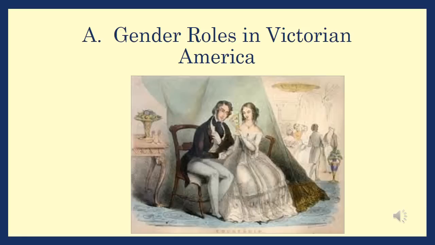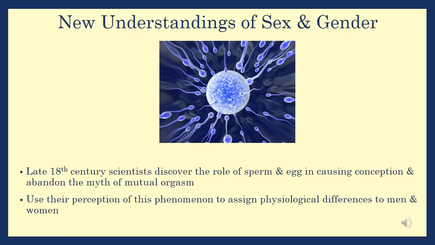Let's start with a quick look at gender roles in the Victorian era and how they've changed since the colonial time period, as well as why it is that they began to change. So if you can remember all the way back to our lecture on sexuality in colonial America, we discussed early on the myth of mutual orgasm and how scientists believe that in order for a woman to conceive a child, both she and her husband needed to orgasm simultaneously.